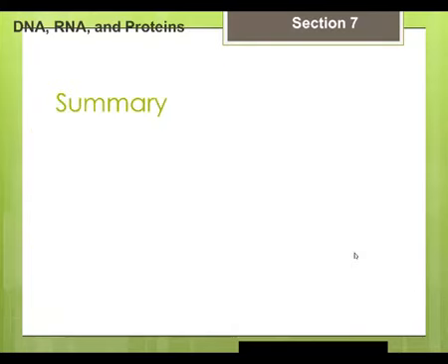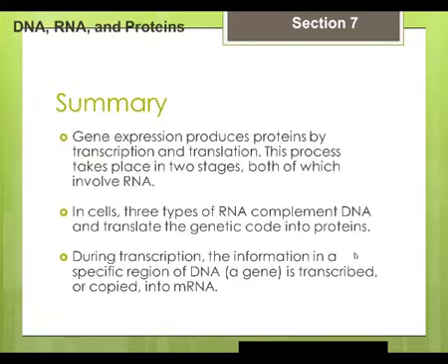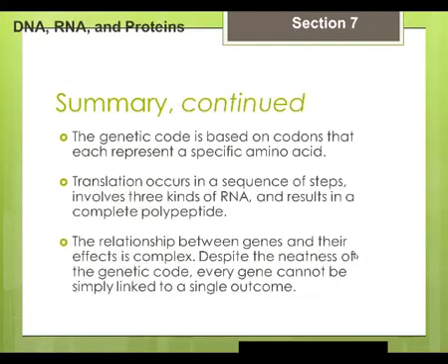So in summary, gene expression produces proteins by transcription and translation. The process takes place in two different stages, both of which involve RNA. In cells, 3 types of RNA complement DNA and translate the genetic code into proteins. During transcription, the information in a specific region of DNA, a gene, is transcribed or copied into mRNA. And remember that that process occurs inside of the nucleus of the cell. The genetic code is based on codons that each represent a specific amino acid. Translation occurs in a sequence of steps, and this occurrence involves 3 kinds of RNA, and it results in a complete polypeptide.